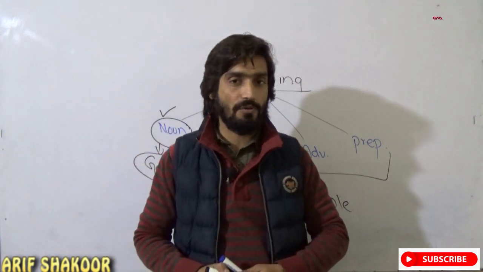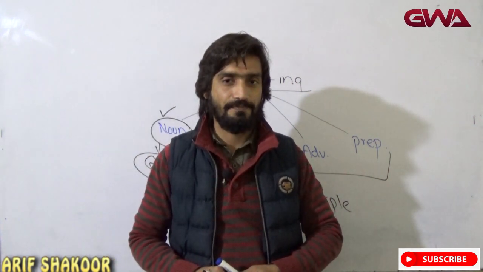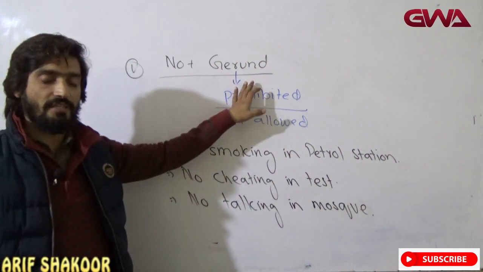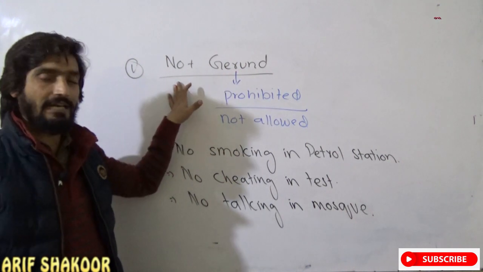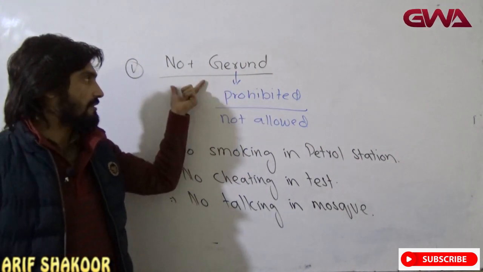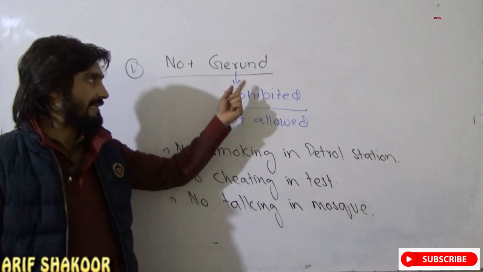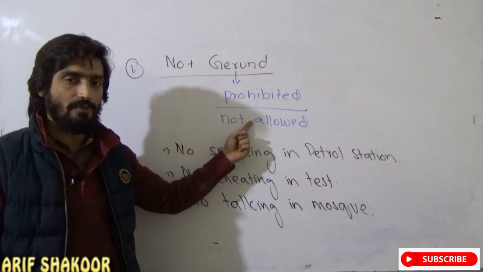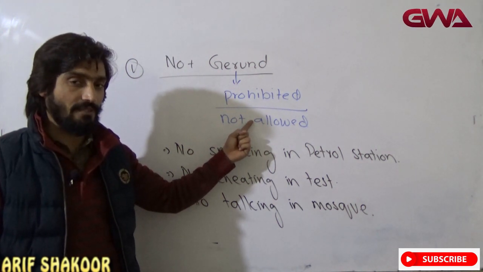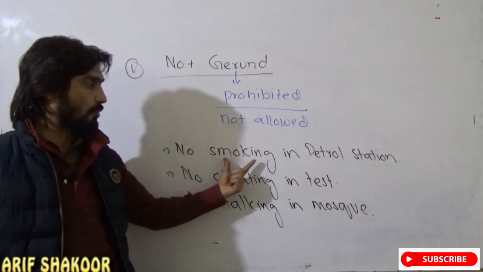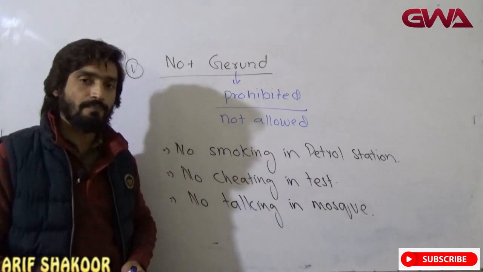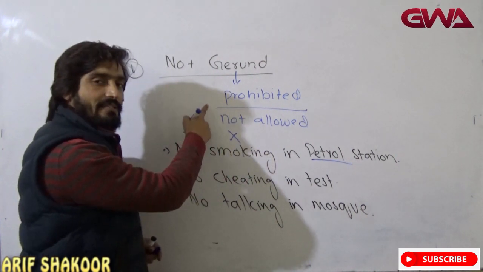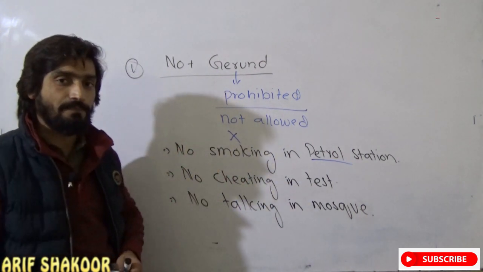Let's have our 4 different structures. The first structure of gerund, no plus gerund. We can use gerund after no. When we use gerund after no, we mean that the action of gerund is prohibited. It is not allowed. We cannot do it. For example, no smoking in petrol station. It means that in petrol station, this action is prohibited. It is not allowed. You cannot do it.